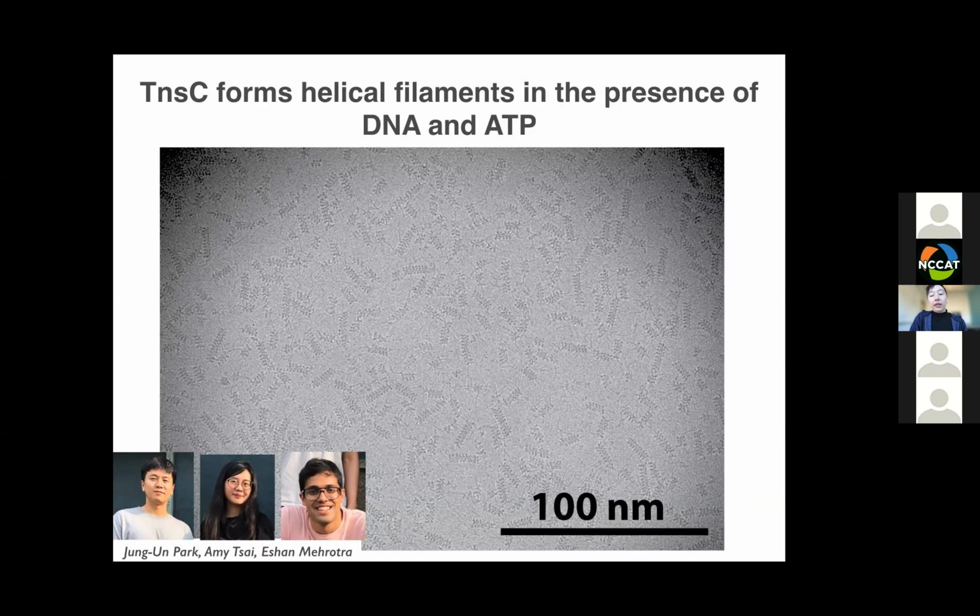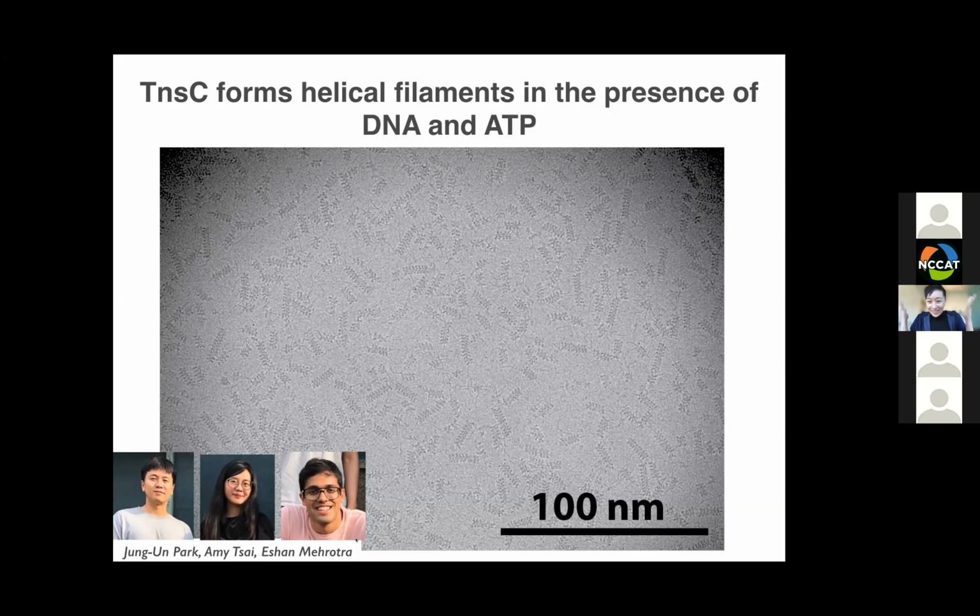I just want to highlight the scientists who did the work here. This study was really led by Jung-Un Park, who was a graduate student in my lab. And there are two other trainees in my lab, Amy Tsai and Ishan Malhotra, who also contributed significantly towards these studies. I'll be highlighting their contributions throughout this talk. But we were very, very excited about this.